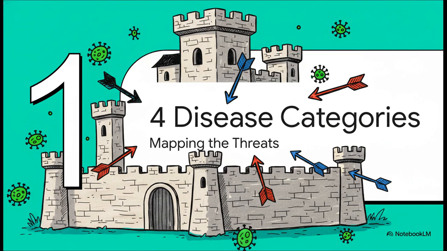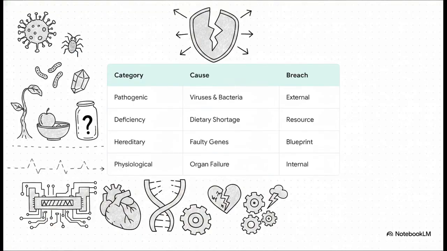All right, Section 1, the 4 disease categories, mapping the biological threats. To really get a grip on disease, I want you to picture the human body as a highly fortified castle. It's this complex, beautiful structure, right? But it is constantly under threat. Biologists break these threats down into 4 distinct groups. First off, we have pathogenic diseases. These are your classic external invaders, viruses, bacteria, and parasites actively trying to storm the castle gates.